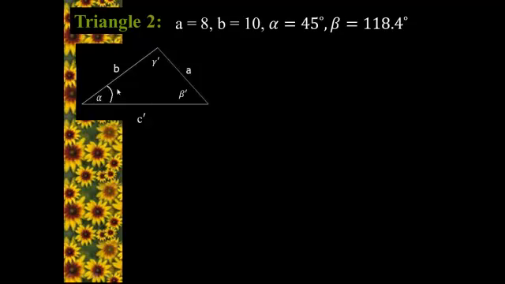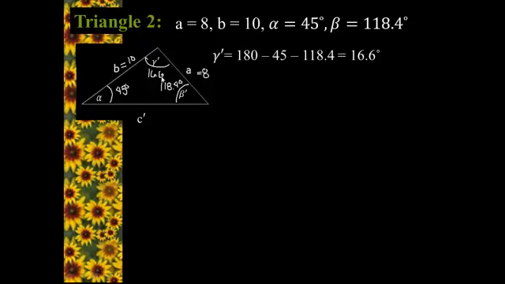We know that alpha is 45 degrees, beta is 118.4 degrees, side B is 10, side A is 8. Just like the last one, the easiest part to find is angle gamma, and we figure out that to be 16.6 degrees, which leaves us side C to find.